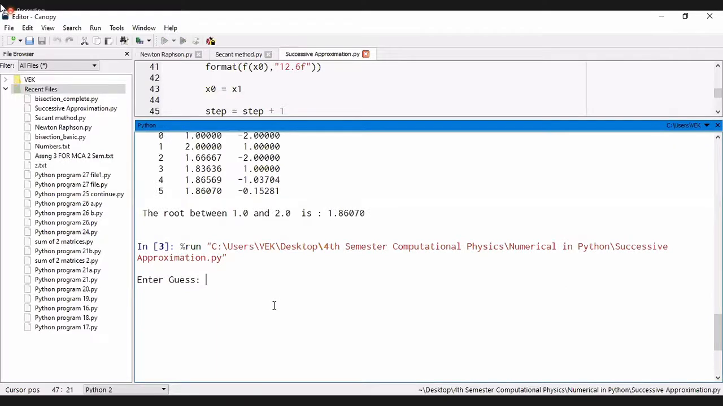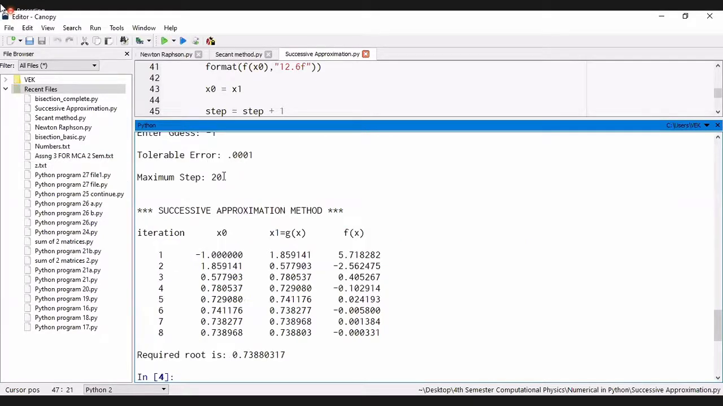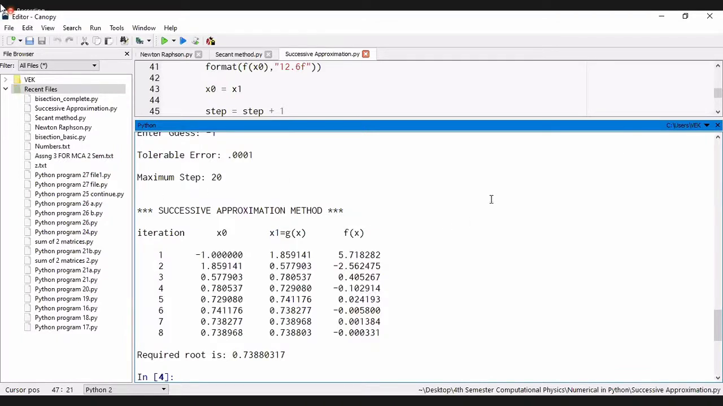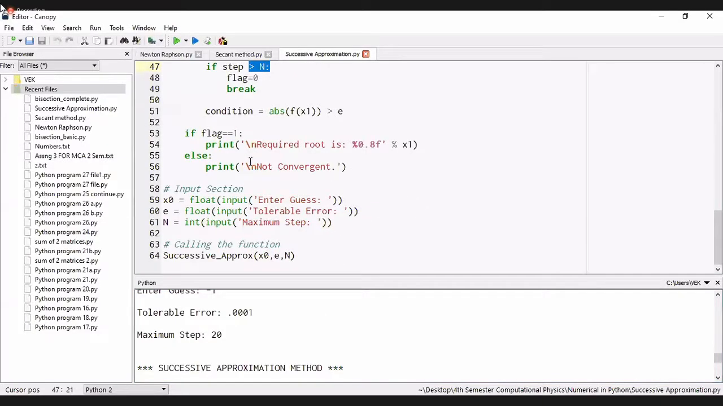So now, initial guess minus 1, and the allowed error 0.001. Now suppose let me say 20. I just mentioned 20 here, right? But after the calculation, it just comes out from here. Okay, so this is our root. Now suppose if we cannot get our root within 20 iterations, then this will come out of the loop and we will get a message. What kind of message? Like this: required not convergence.